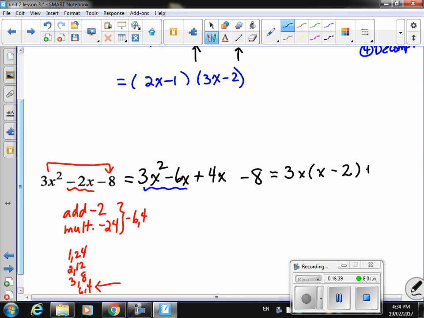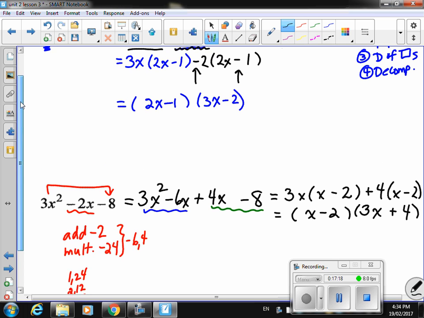Plus, now I'm thinking about the second two terms. What's the greatest common factor for those two terms? It would be 4. 4 times what gives me 4x times x. 4 times what gives me -8? -2. Then I look and see the common factor to both terms would be x minus 2. X minus 2 times what for the first term would be 3x. For the second term would be positive 4. So I have my common bracket and my leftovers.